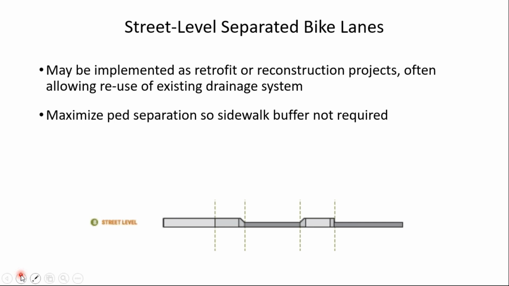We could also have street level separated bike lanes where the bike lane here is at the same level as the street. Notice there is a curb height here between the bike facility and the sidewalk. So that curb height is detectable by the cane that a blind pedestrian would be using. And so we don't really need to worry about the directional indicators here. The curb is the directional indicator, if you will.